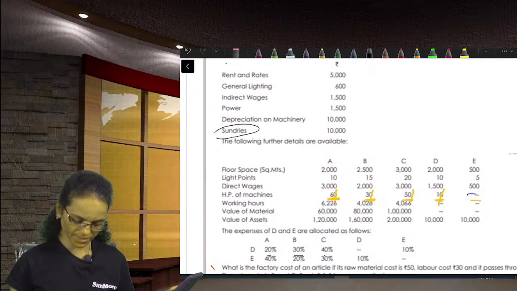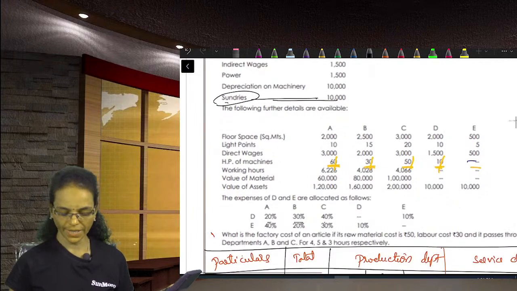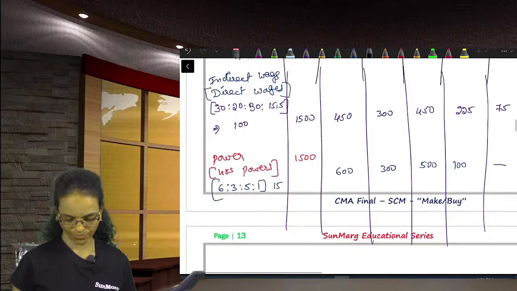Next one, sundries, 10,000 rupees. It is on the basis of direct wages.